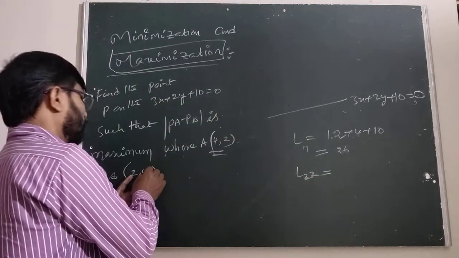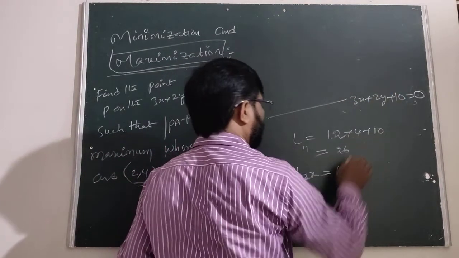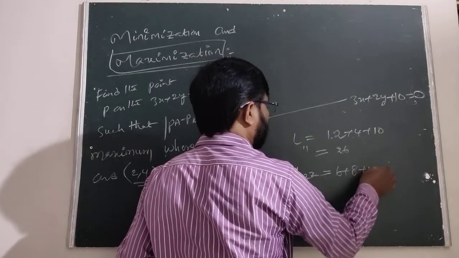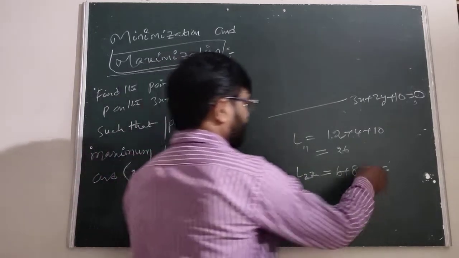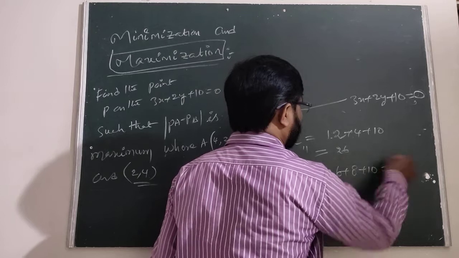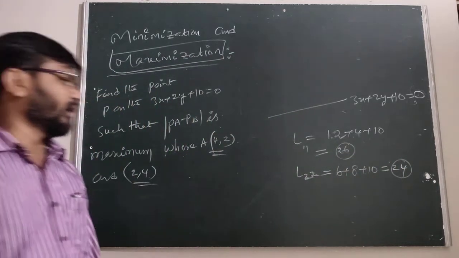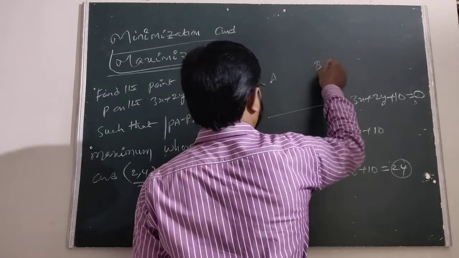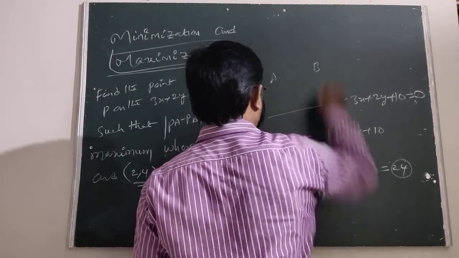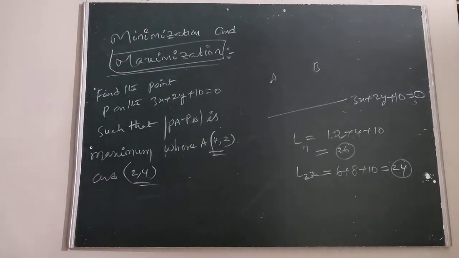Now the point 2, 4 is substituted in this. 3 2s are 6, 2 4s are 8, plus 10. Now 6 plus 8 is 14, 14 plus 10 is 24. This is positive, this is positive. Therefore, the given points A and B are on the same side. Is it clear? The given points are on the same side of the line.